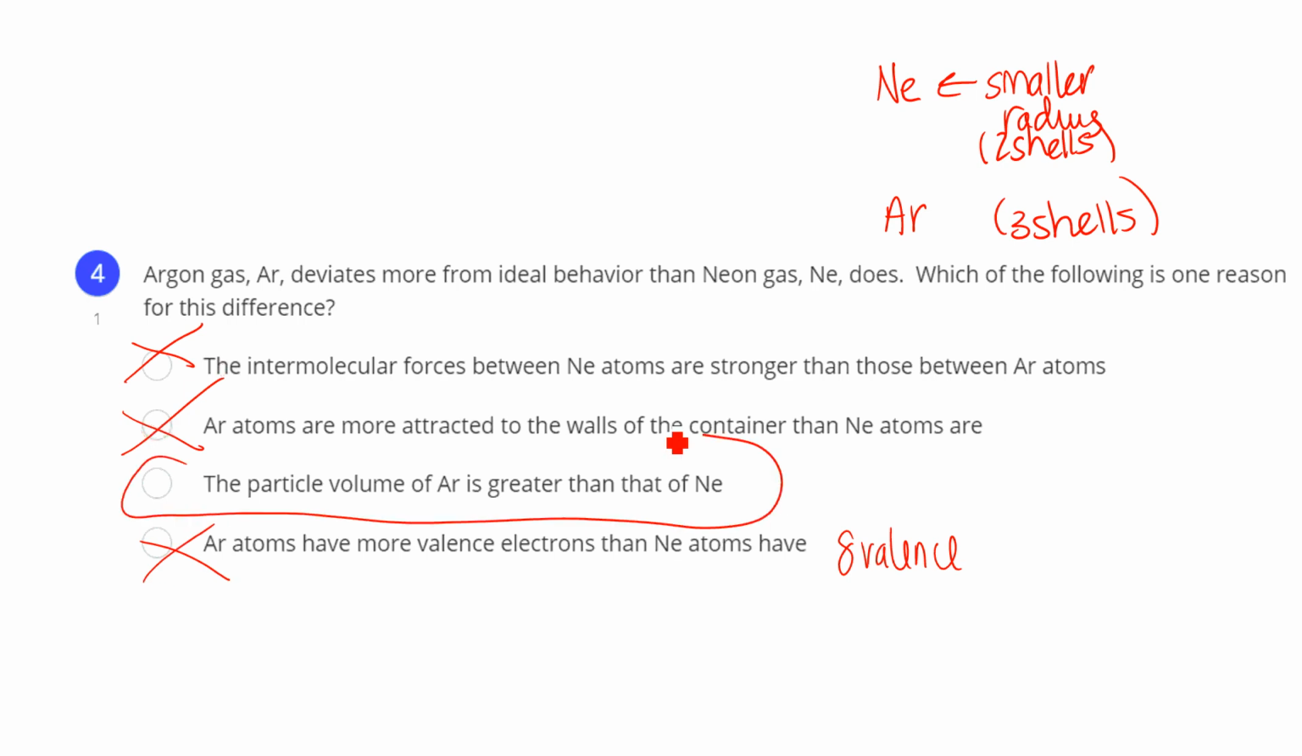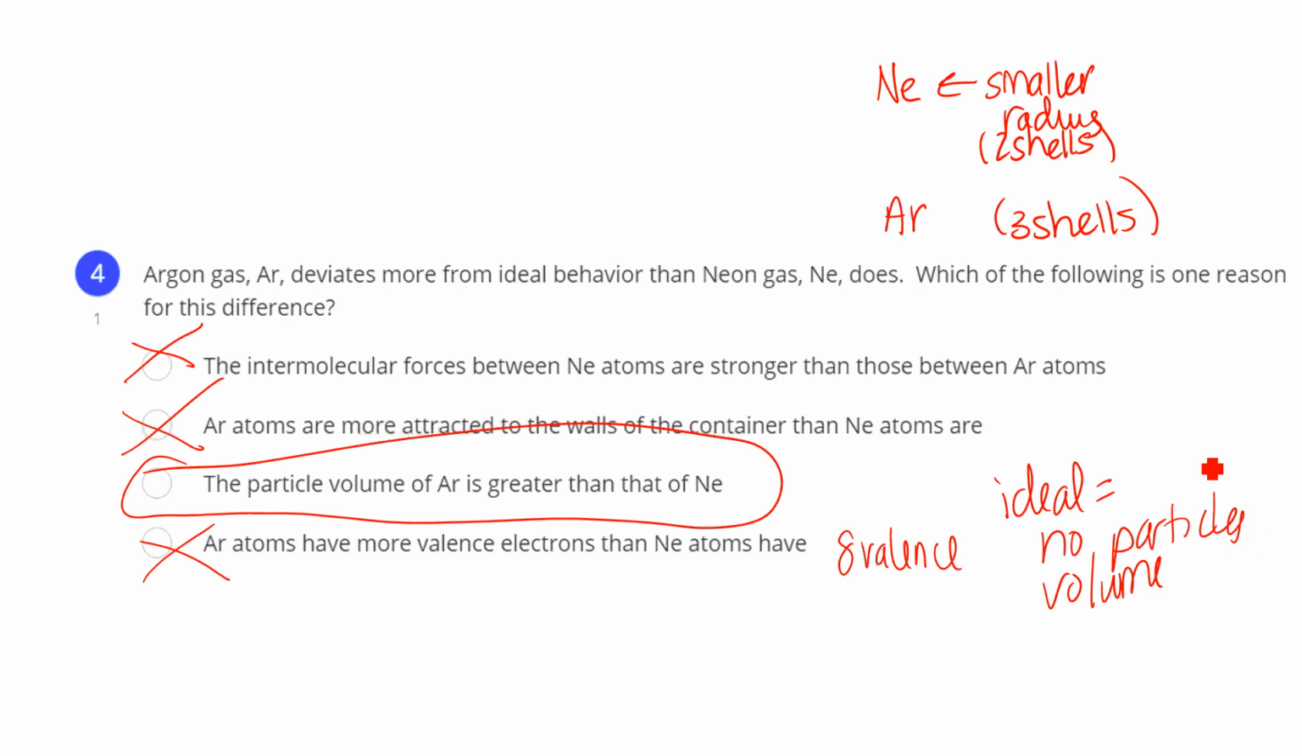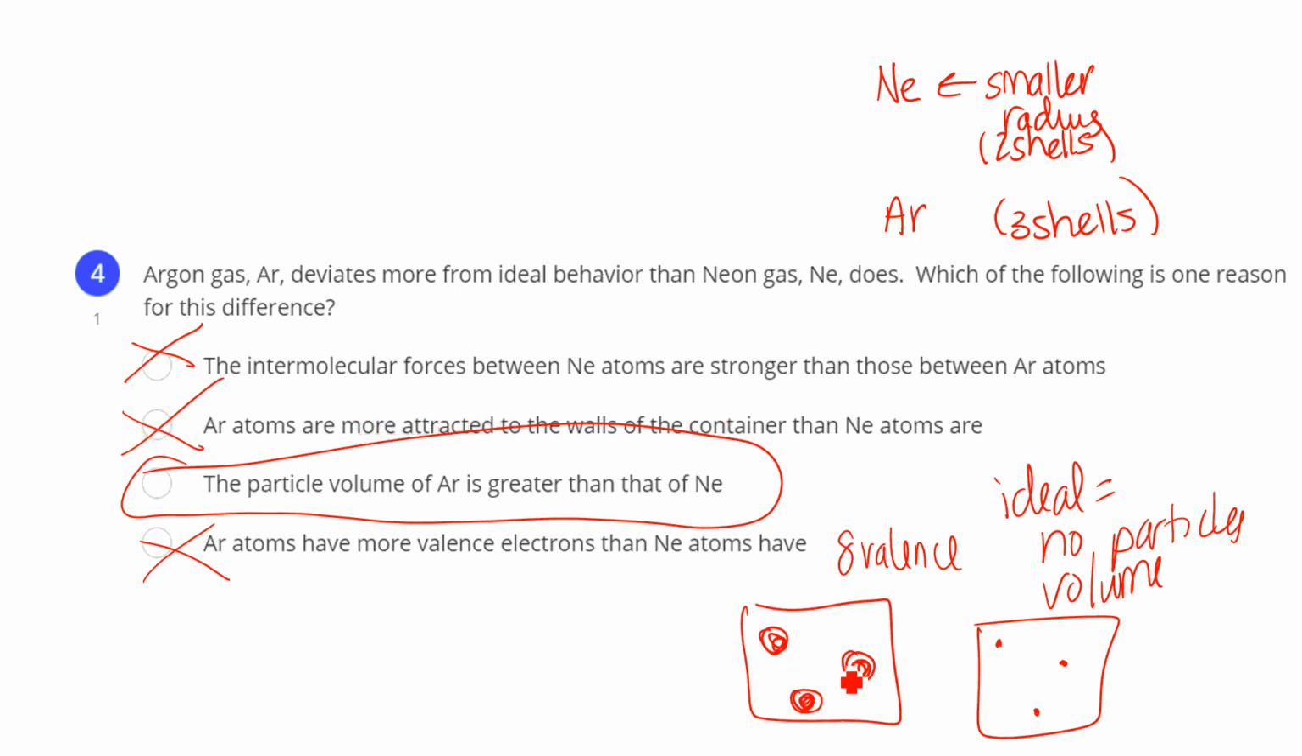So it seems like C is our best choice, and that makes sense because remember, we assume that ideal gases have no particle volume. The volume of the individual particles is insignificant compared to the space. So the larger these individual particles are, the more the gas will deviate from ideal behavior. This is what our ideal gas would look like, and this is maybe what a non-ideal gas would look like. The more space those individual particles take up, the more it will deviate from ideal behavior.